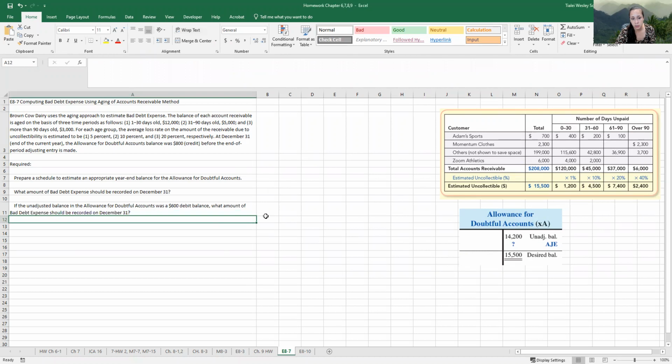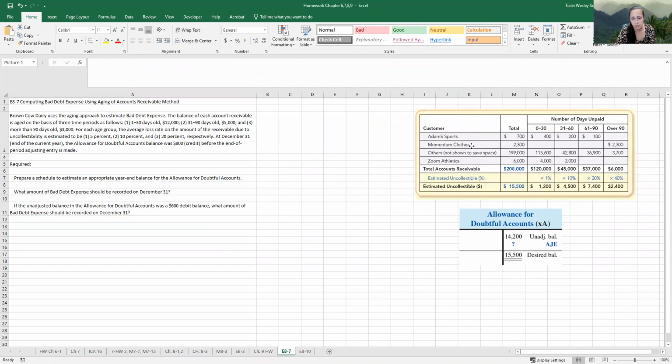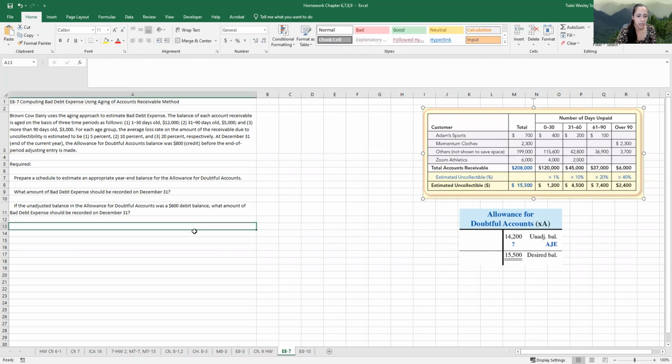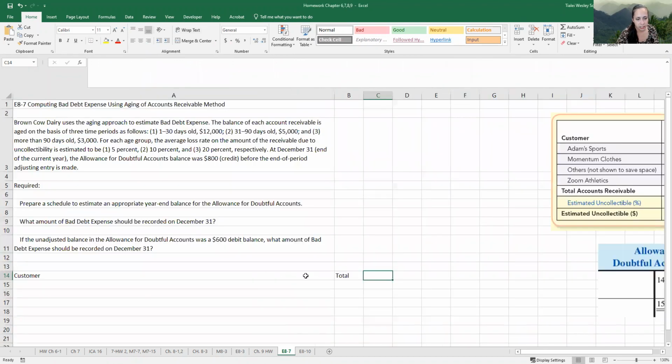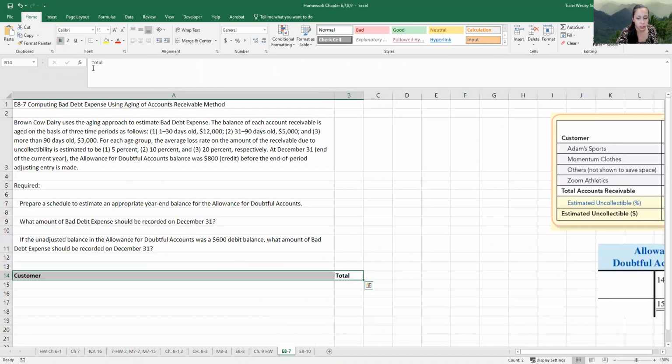So let's create the schedule, right? I gave an example from the PowerPoint that you can see over here with specific customers, but they haven't really told us which customer we're looking at. So I'm just going to write customer and then there's a total. I'm just following the same format here, and they're telling us these are the categories that they're going to group these.